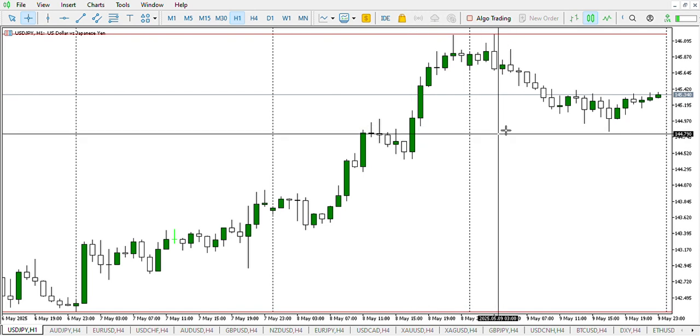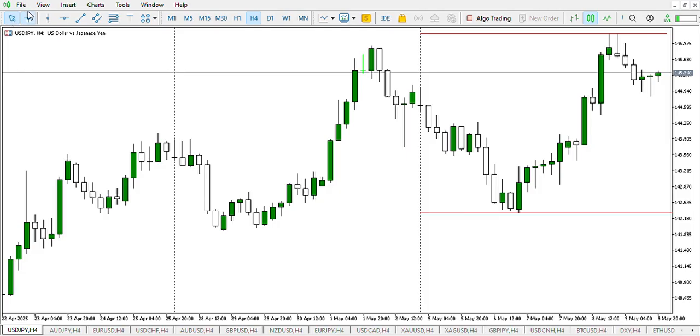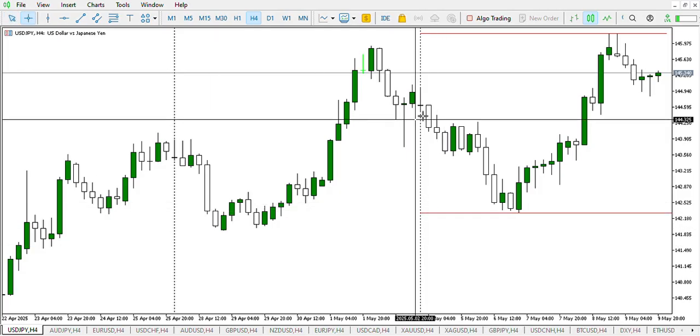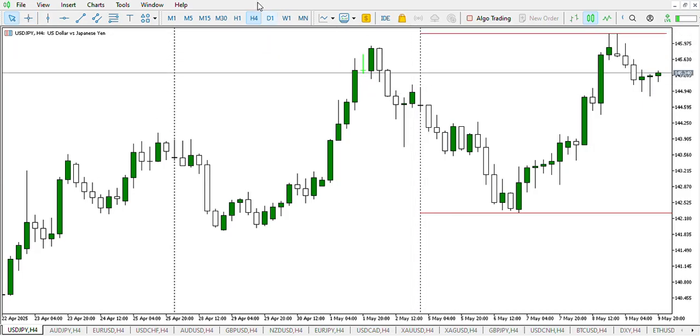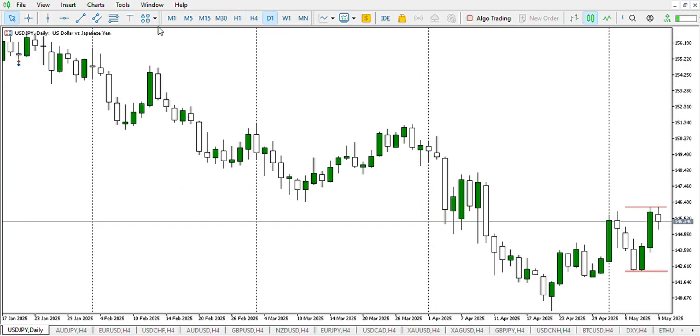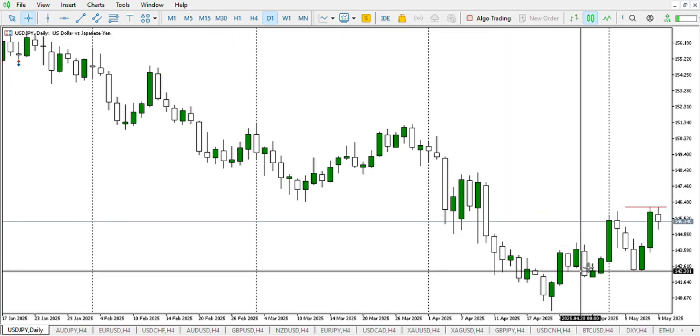And we have them at weekly highs and lows. This is a weekly high marked in this red line. This is a weekly low marked in this red line. This is a weekly high. We have them in monthly highs and lows. This is a monthly high here. This is a monthly low.